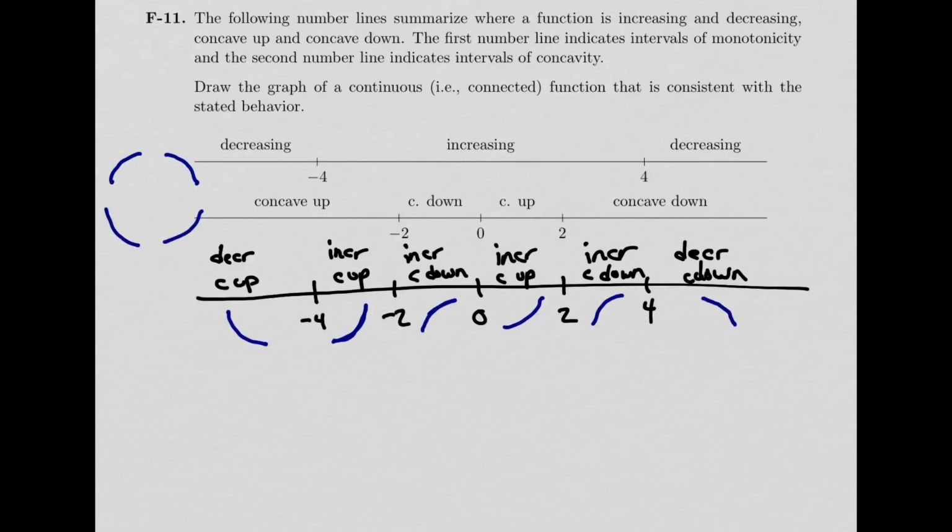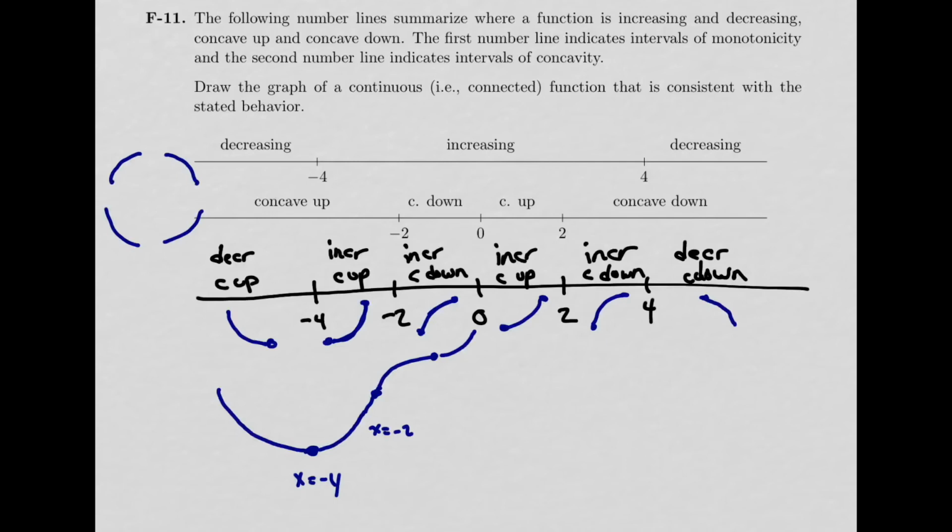Now, I get the entire shape when I glue these together. So like a puzzle, I'm going to be snapping these pieces together at their ends and labeling that I'm at each of these values. Okay? So I start by decreasing concave up, and I glue together at x equals -4. I glue on this next little piece, and then I glue on at x equals -2 a piece that's increasing and concave down.